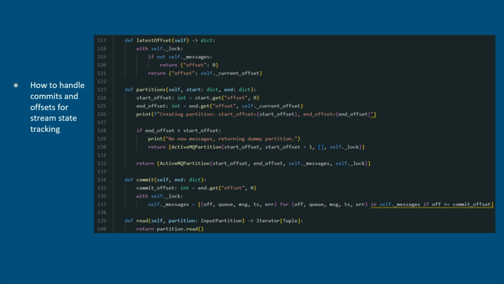If the end offset is less than the start offset, we know there's no new messages. We don't need to create a new micro batch. And this has to do with your trigger interval. Again, we're streaming, so you have trigger intervals here. Do you want to check for micro batches every 1 second, every 5 seconds, every 10 seconds? You can tune that, and if there were no new micro batches, the offset didn't increment, so you're not going to do anything. In this case, if there is a new message, there's going to be a new offset, and then you're going to create a group of ActiveMQ partitions.